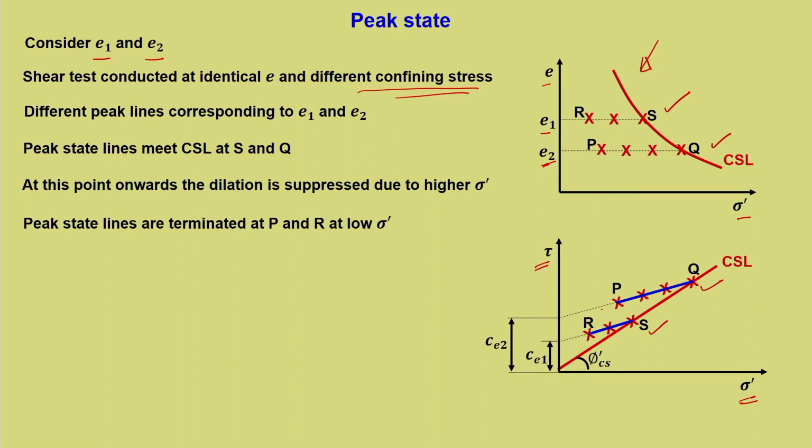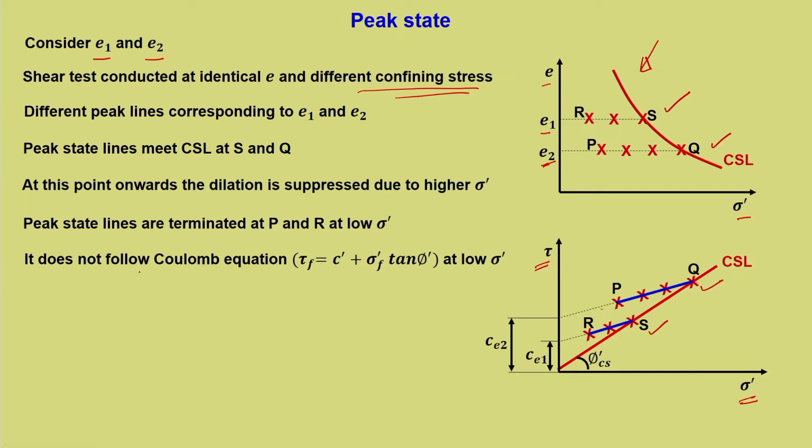Peak state lines are terminated at P and R at low sigma dash. Now, you can see here that it does not extend beyond this, because it is very difficult to find out or to simulate a condition of stress lower than this particular point P or R. So, peak lines are terminated at P and R at low sigma dash. Now, beyond this, it does not follow Coulomb's equation, tau equals c dash plus sigma dash tan phi dash, at low sigma dash.